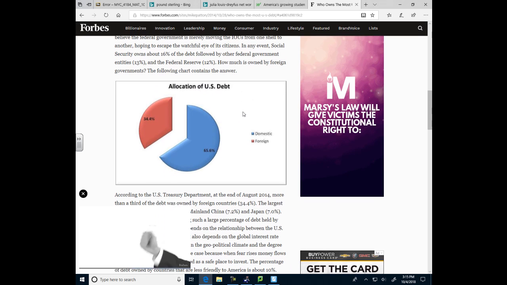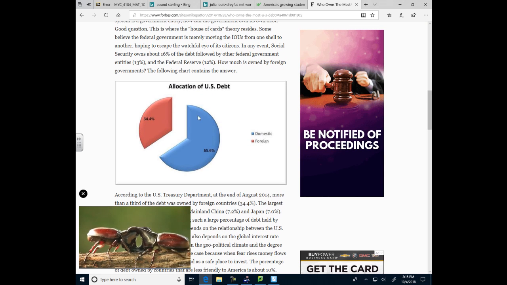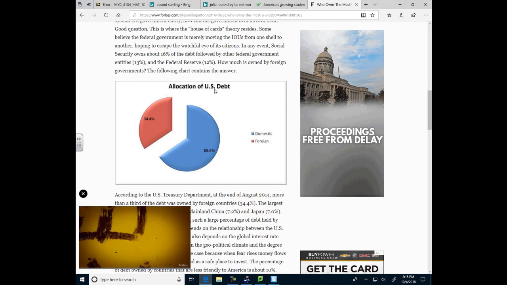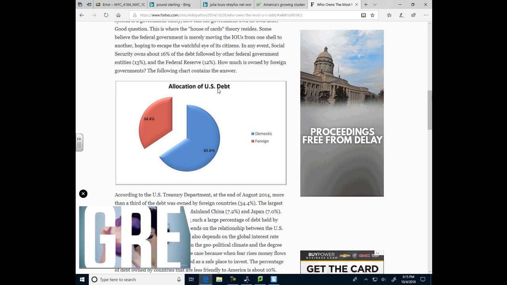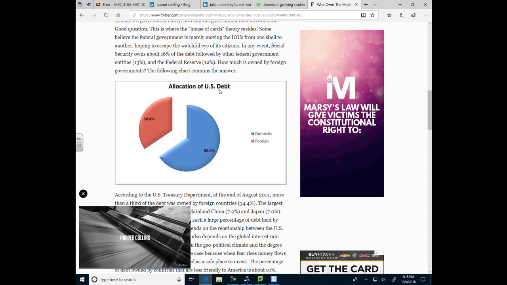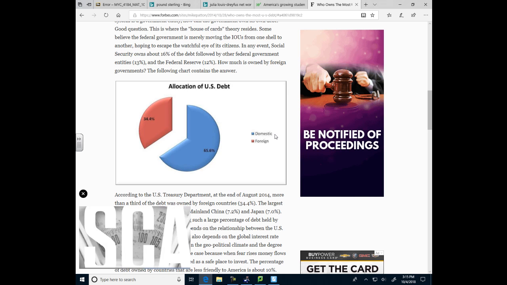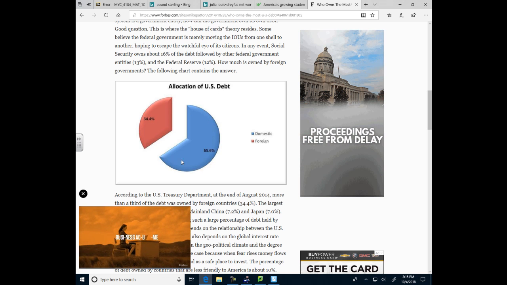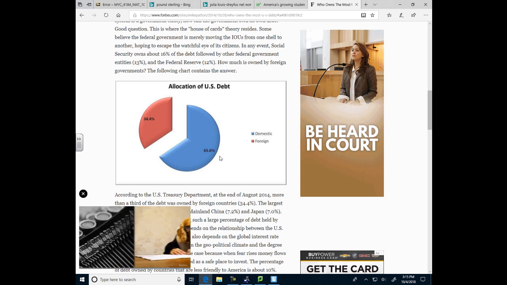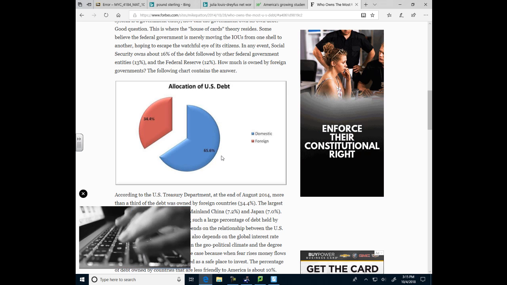Here's Forbes's rough breakdown on U.S. debt. You may have heard that we're worried about how much of our debt the Chinese actually own. They have a pretty good block of this, but the big thing is domestically, about 2/3 of the U.S. debt is owned by us.